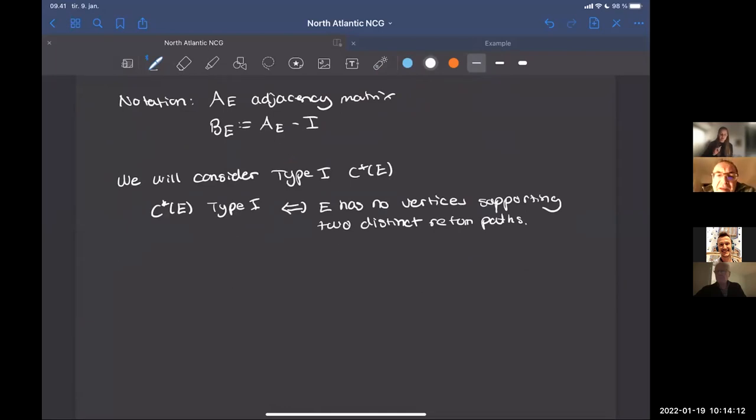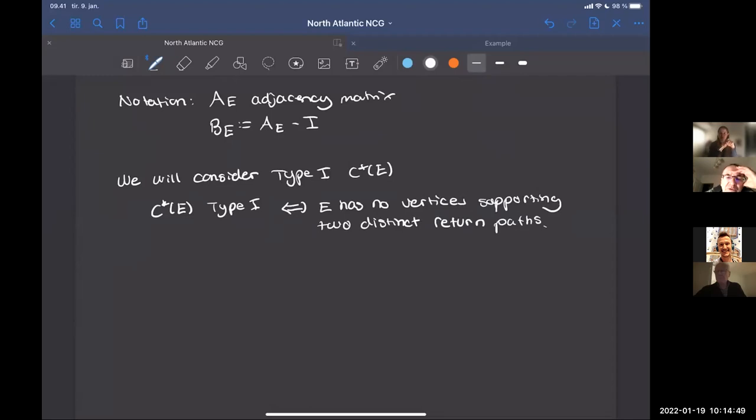And then as I said— Sorry, Sophie, I'm confused. What did you write here? Two distinct what? Two distinct return paths. What do you mean? What is a return path? You have a return path if you have two different paths, two separate paths, such that you can come back to that vertex again. So you mean loops, right? Loops or cycles. Cycles. Two different cycles. Yeah, exactly. So you can come back to the vertex again.